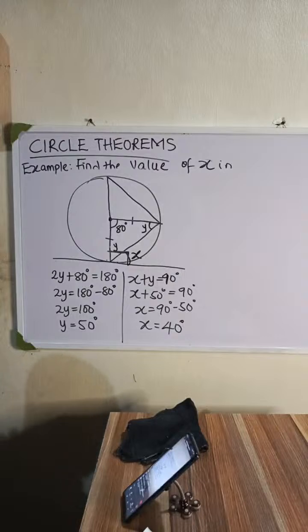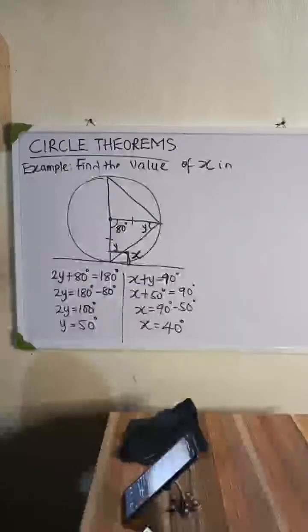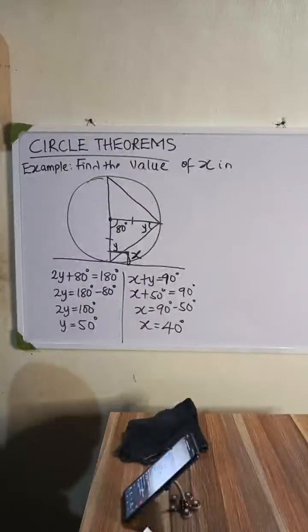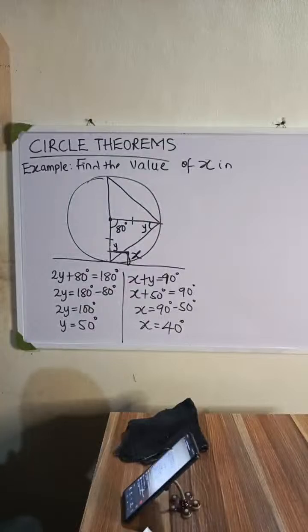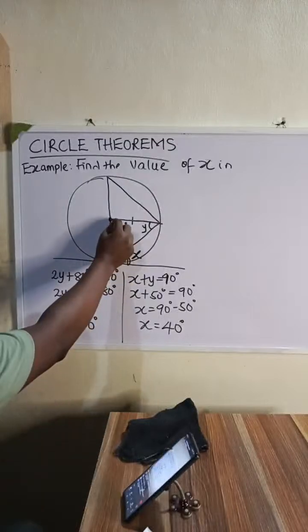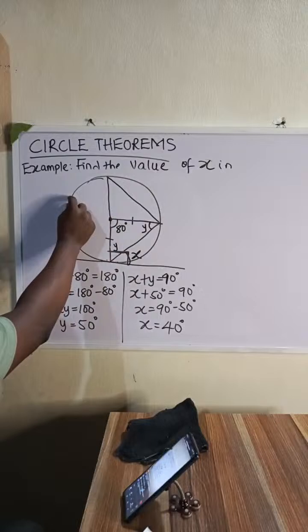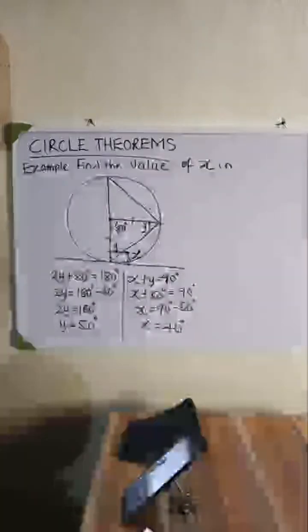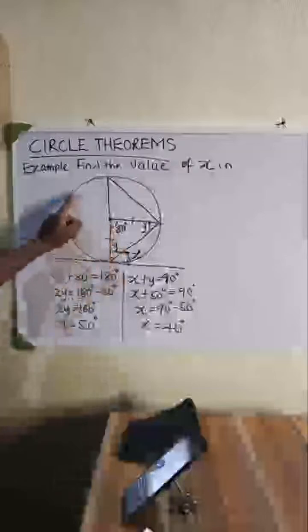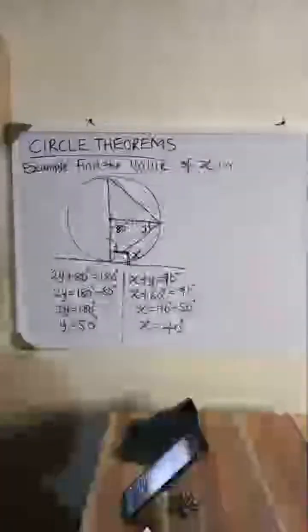Can't we use all? Are you trying to say can't we use the alternate segment theorem? No, if that is what you're saying, we can't use the alternate segment theorem, because for us to use it, this angle would be at the circumference. The angle has to be at the circumference, not at the center.